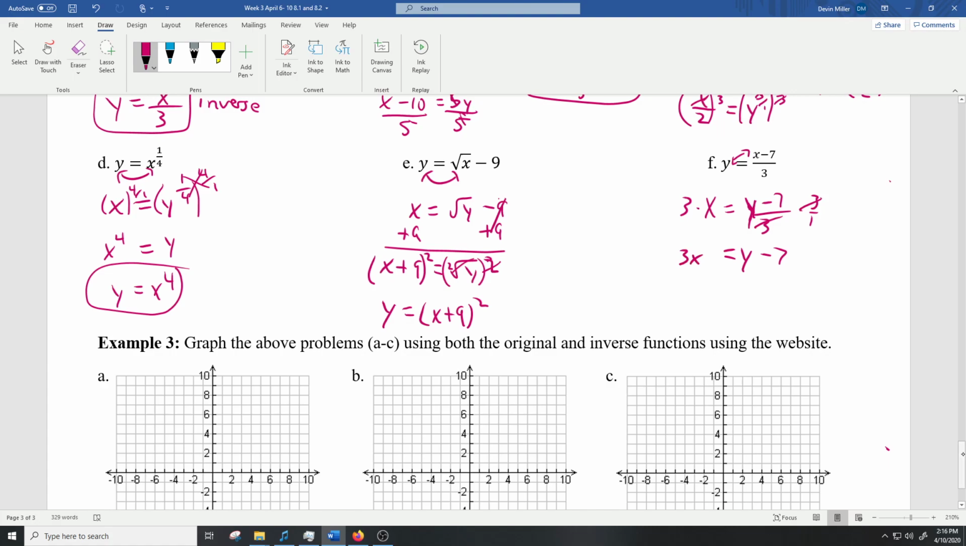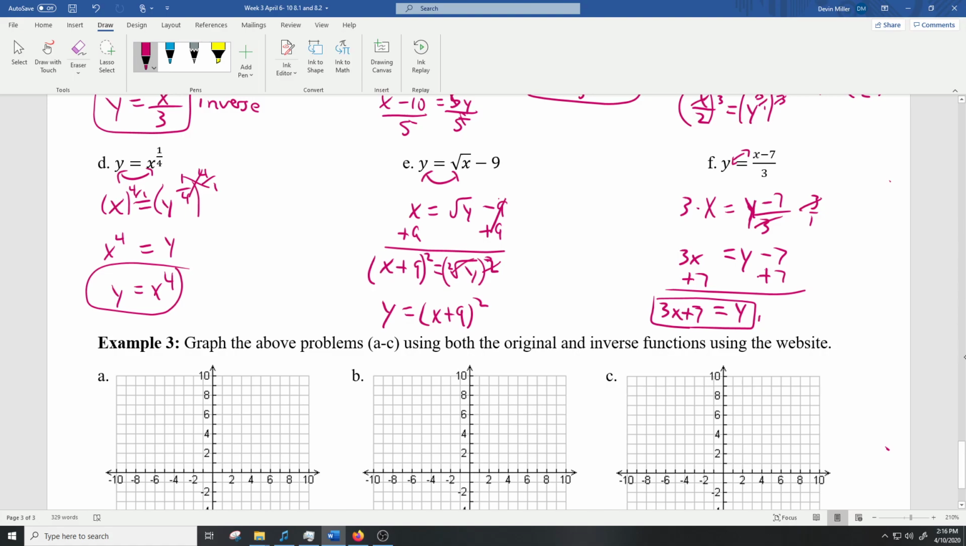3x equals y minus 7. Last thing we have to do, now we can actually add the 7. Y equals 3x plus 7. If you want to rewrite it with the y on the left-hand side, you can. It doesn't really matter as long as you get the right answer.